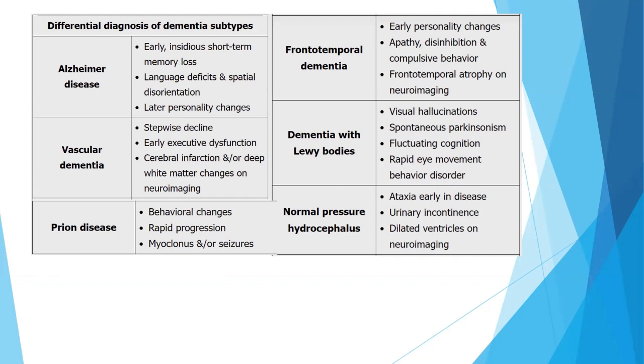Frontotemporal dementia shows early personality changes, apathy, disinhibition, and compulsive behavior, with frontotemporal atrophy on neuroimaging. Dementia with Lewy bodies shows visual hallucinations. So hallucinations are a very important part of dementia with Lewy bodies. And we again have spontaneous Parkinsonism, fluctuating cognition, and rapid eye movement behavior disorder. Another is normal pressure hydrocephalus, which shows ataxia or gait disturbance, urinary incontinence, and dilated ventricles on neuroimaging. Prion disease shows behavioral changes, rapid progression, myoclonus, and/or seizures.